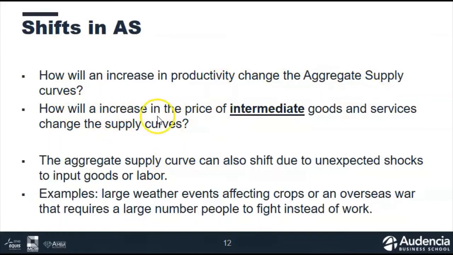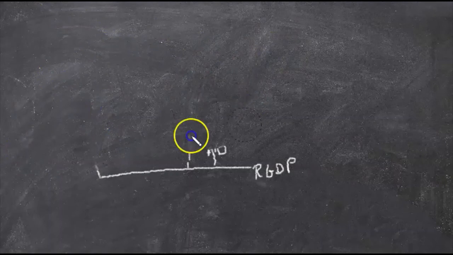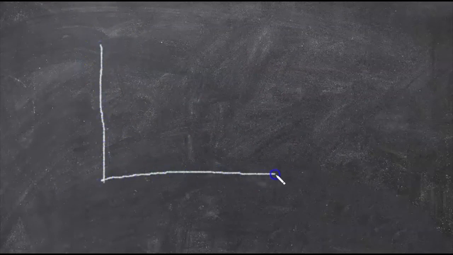What if we increase the price of intermediate goods and services? Now this is another question. So if we increase the price of, let's say, intermediate goods and services, what's going to happen? So this is an example. Let's say wages go up for some reason, or an input price, the cost of cotton goes up overall in the economy, or something like that. So we've got intermediate goods.